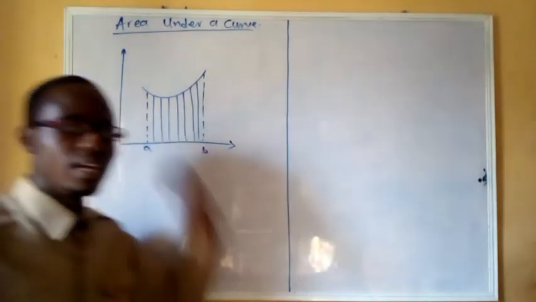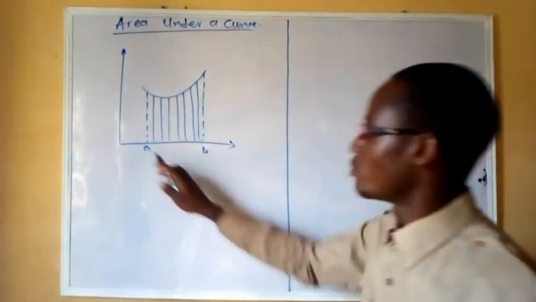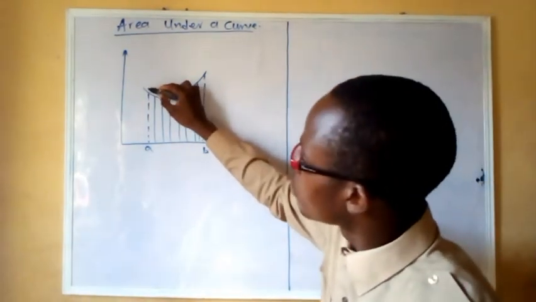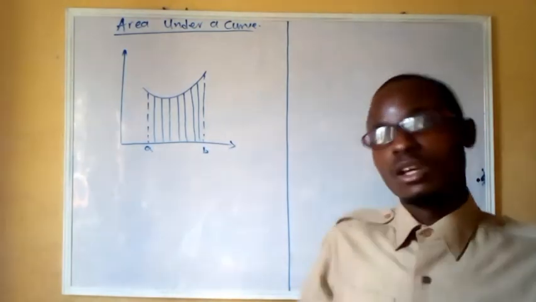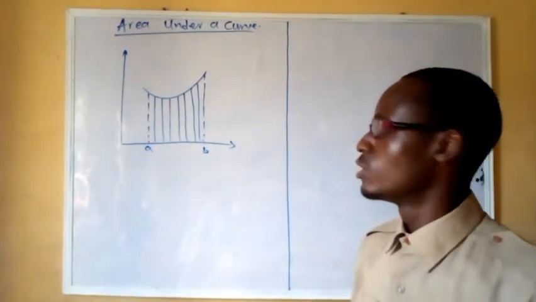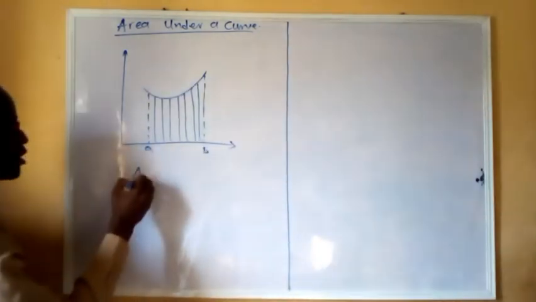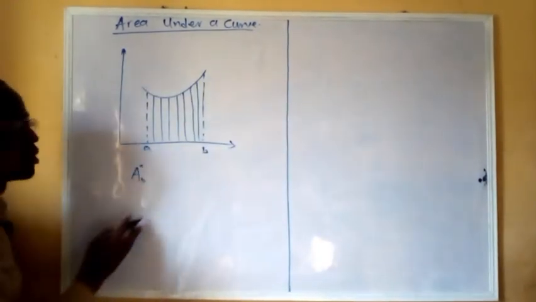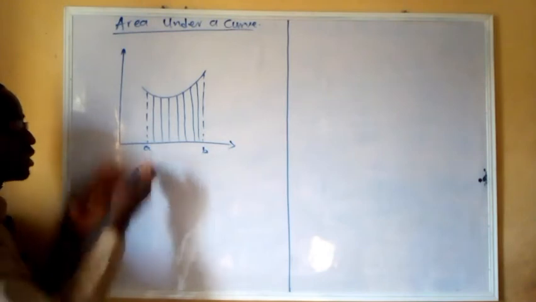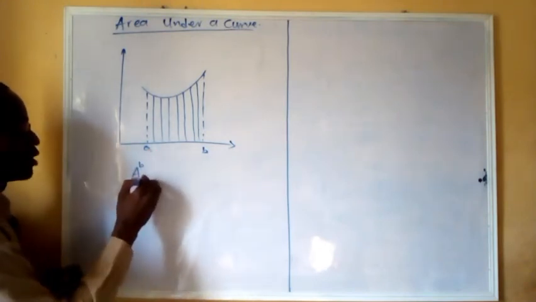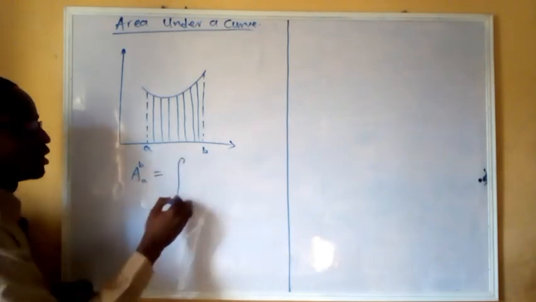How can we find the area of that bounded region from A to B? That is what we are talking about. So if this is point A and this is point B, how can we find the area of the bounded region? Now, something simple. The area from A to B, or let's say this is the lower limit and this is the upper limit, is given by the integral.